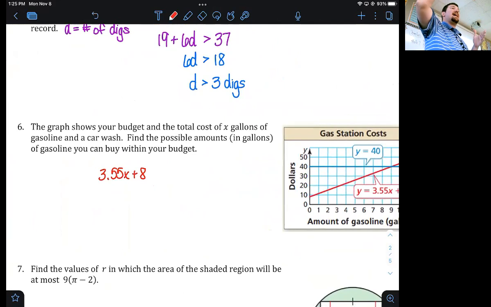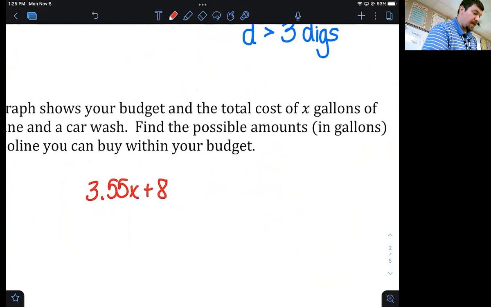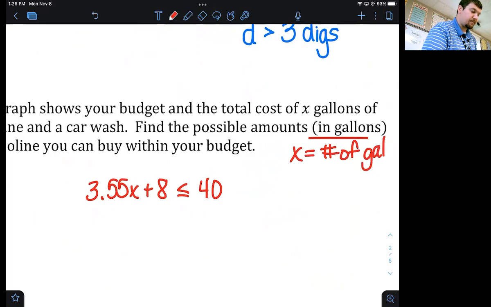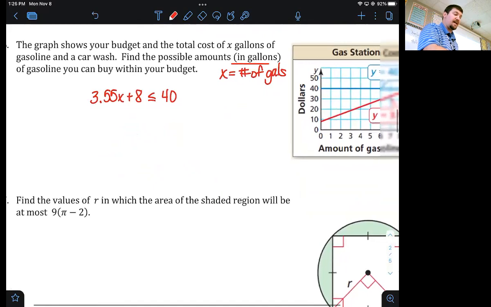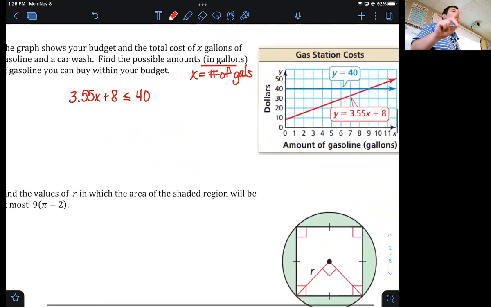We can get as many gallons as we want as long as the total price of everything does not exceed what number? Brady? 40. So it can be less than or equal to 40. By the way, find the possible amounts in gallons. X is the number of gallons. That's what I'm trying to find. How many gallons can I buy without going over my budget? Because I'm going to get the car wash no matter what.